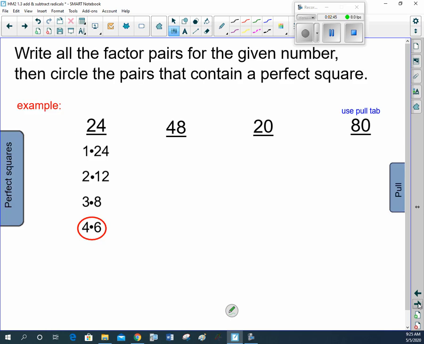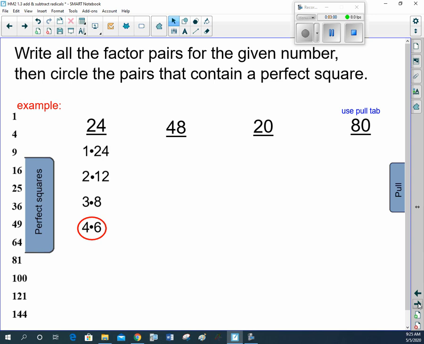Okay, so this slide is getting us ready to learn how to reduce our radicals. So this says, write all the factor pairs for the given number, then circle the pairs that contain a perfect square. So remember, perfect square numbers, I've got a list here. How do you create this list? Well, you take the number 1 and you square it. That gives you 1. You take the number 2 and square it. That gives you 4. Take the number 3 and square it. That gives you 9. So you just take your counting numbers, 1, 2, 3, 4, 5, 6, 7, 8, 9, square them, and it gives you the perfect square numbers. So that's how we generate that list.